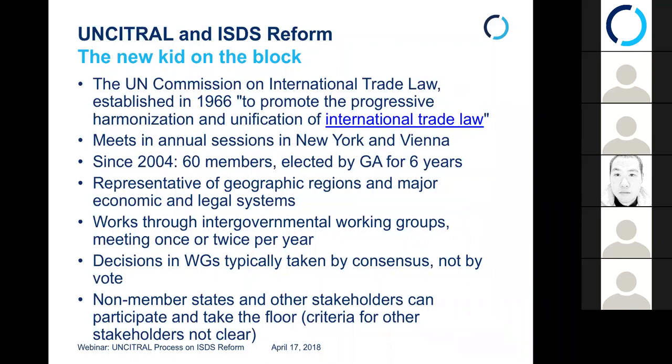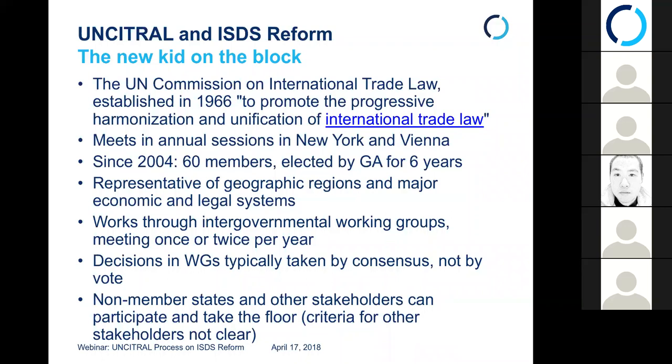The commission works through intergovernmental working groups that meet once or twice a year. And as we can see in this present process, it meets twice a year in Vienna and then in New York. The decisions of the working group are typically taken by consensus and not by vote, although I'll come back to that. Non-member states, those that are not part of the 60 members, can still participate actively in the deliberations in the working groups, and other stakeholders can also participate and take the floor. Here we don't have the time to discuss, but the criteria for other stakeholders is less than clear, and it's certainly something that we will have to discuss more extensively in another context.